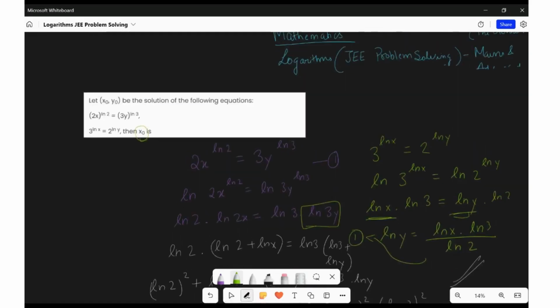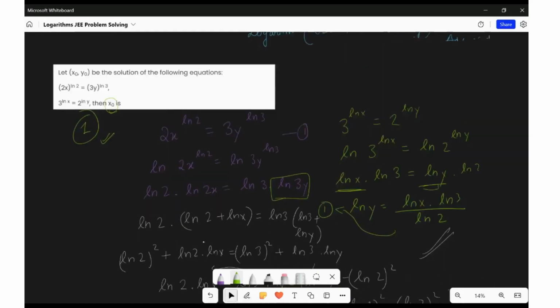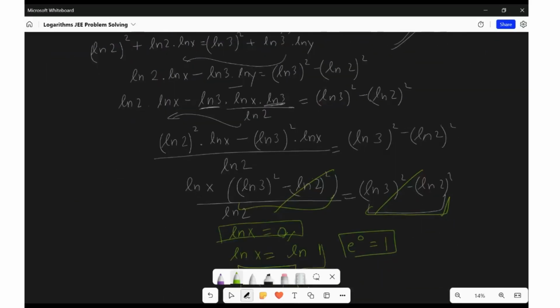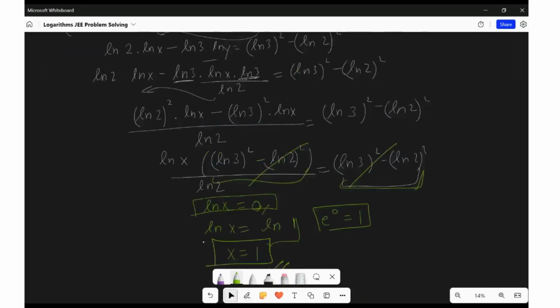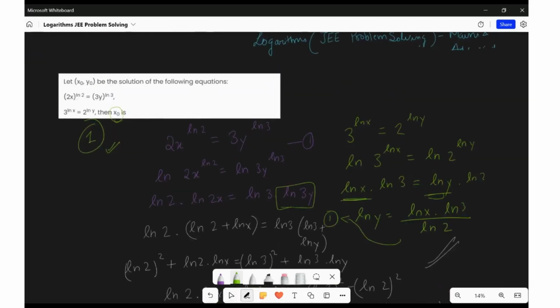So x can be 1. So 1 is the correct answer in this case after solving the entire problem, where we get ln x is 0, and it is only possible when it is ln 1, right? So x becomes 1. So that's how we solved this question. It was a bit complicated, but yeah, it was nice. Okay, now let's proceed towards the 10th problem of JEE.